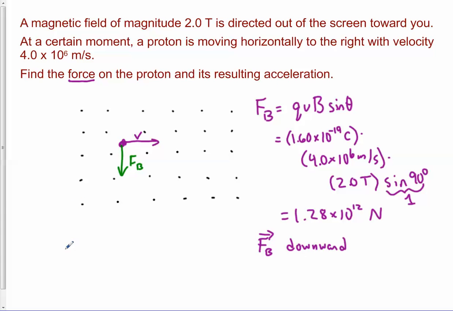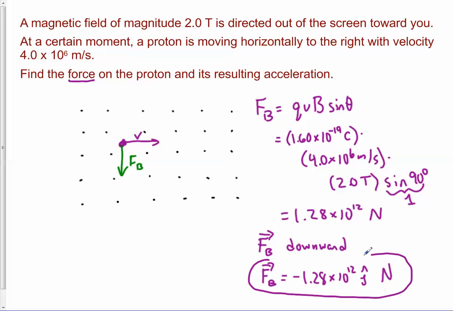In terms of the acceleration, oh, by the way, of course we could write F_B is negative 1.28 times 10 to the minus 12 j newtons. If we think of vertical as our j axis, up is positive j, down is negative j. So that would be a unified way of writing the magnitude and the direction using vectors.